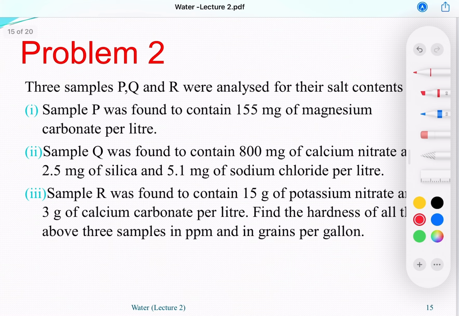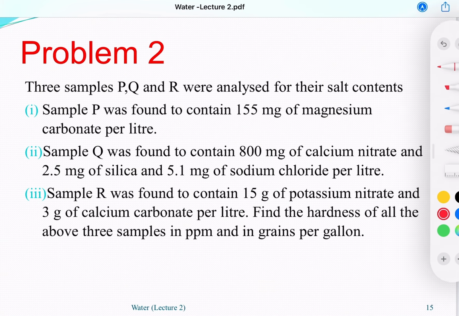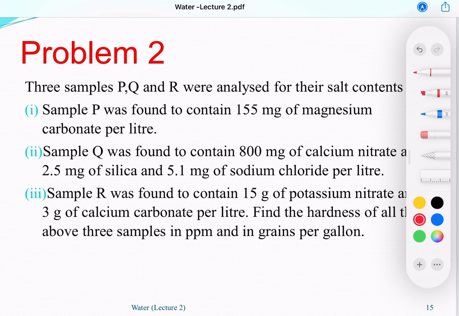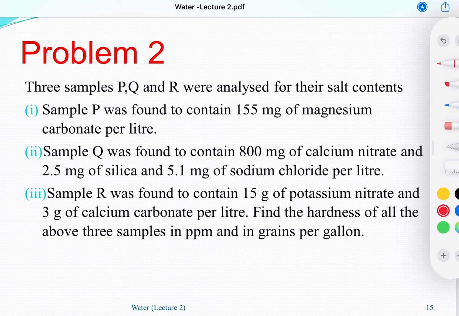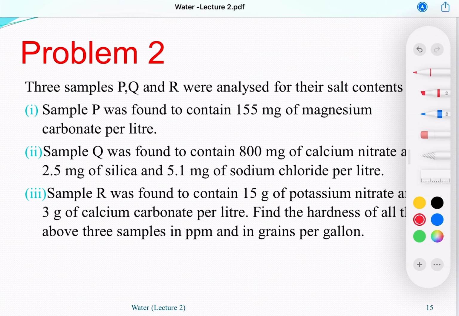Now we come to the next question. This is also a similar question. You have 3 water samples P, Q and R. They were analyzed for their salt contents. Sample P was found to contain 155 milligram of magnesium carbonate per liter. Q was found to contain 800 milligrams of calcium nitrate, 2.5 milligrams of silica and 5.1 milligram of sodium chloride per liter. Sample R was found to contain 15 grams of potassium nitrate and 3 grams of calcium carbonate. Now you have to find out the hardness in ppm and grains per gallon.